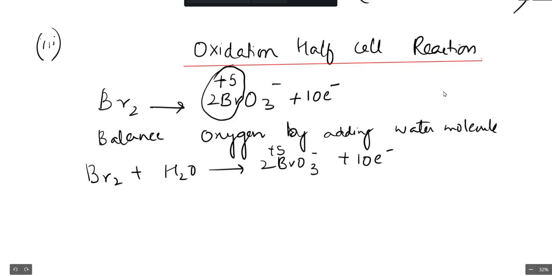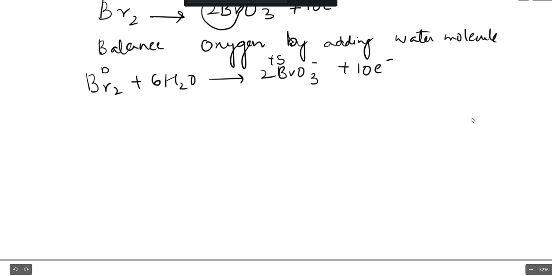+5 also is here only. 0 is also here only. Now see here. How many are there? 3 2s are 6 oxygens are there. Here how many oxygens are there? Only 1. So I'll multiply this with 6. Yes. Now after oxygen is balanced, the next step is you will balance hydrogens.